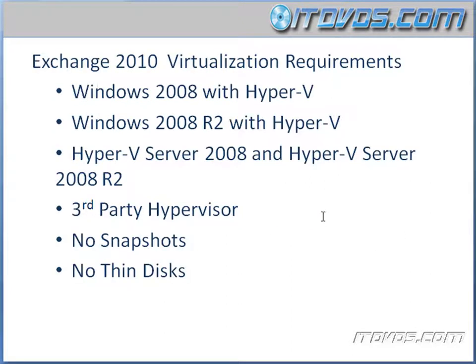If we want to run Exchange 2010 on a virtual machine, then that virtual machine needs to meet the minimum requirements that we just talked about. So the guest operating system needs to be Windows Server 2008 with Service Pack 2 or Windows Server 2008 R2. But the hypervisor can be Windows 2008 with Hyper-V, Windows 2008 R2 with Hyper-V, or Hyper-V Server 2008 and Hyper-V Server 2008 R2. Now, third-party hypervisors are supported.